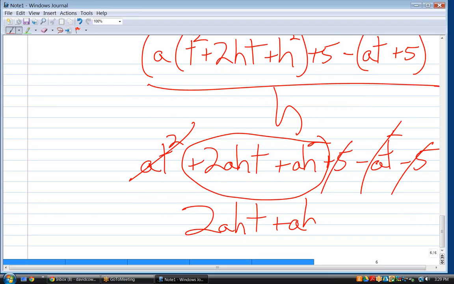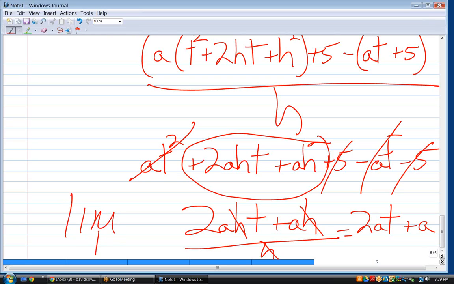So I've got 2aht plus ah squared all over h. Well, that h and that h cancel out, leaving 2at plus a. Okay. That's going to be the limit. In other words, I'm taking the limit as h goes to 0. Well, h isn't even in the equation anymore. So there's my velocity.